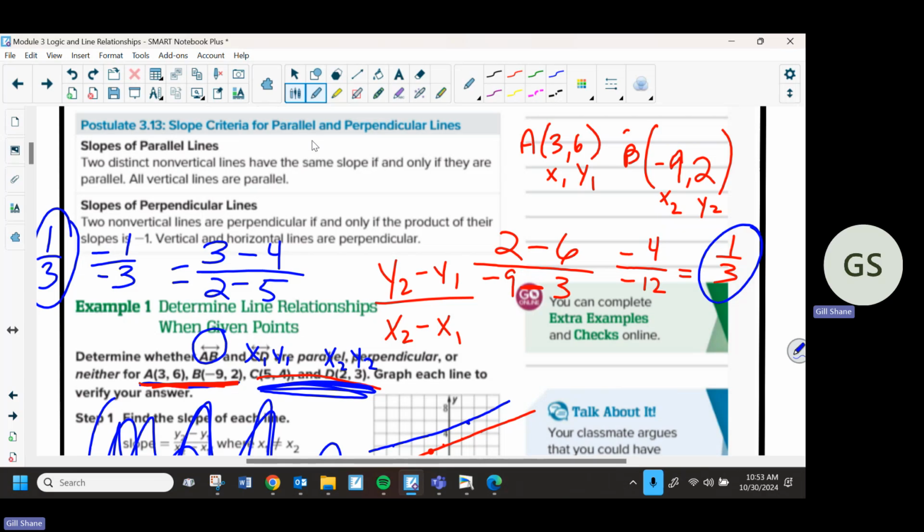If it is the same, and you do need to simplify it, because you could have gotten 3/9 once you did the math. Well, 3/9 is 1/3. So you need to simplify it. I'll figure out how to do that on your calculator because it will do that part for you. But that is the same slope. That means they are parallel.